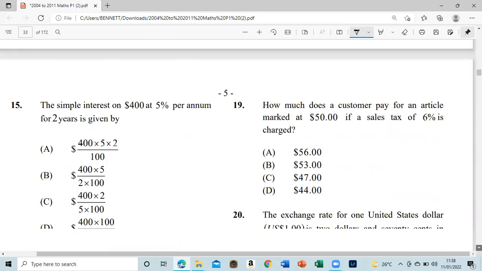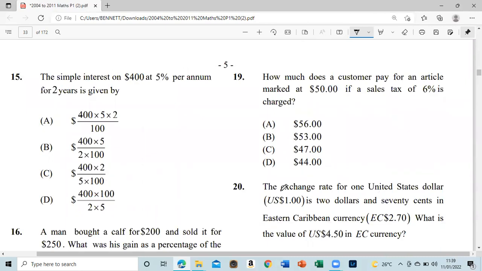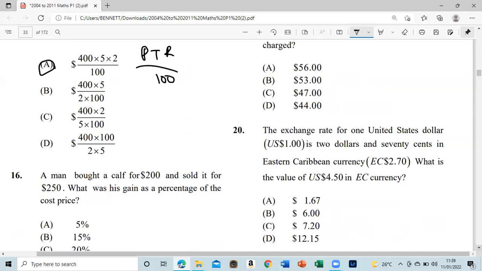Let's look at number 15. The simple interest on $400 at 5% per annum for 2 years is given by P times T times R upon the rate. So this is A, all right? That was on the other paper, so you guys should have known that.